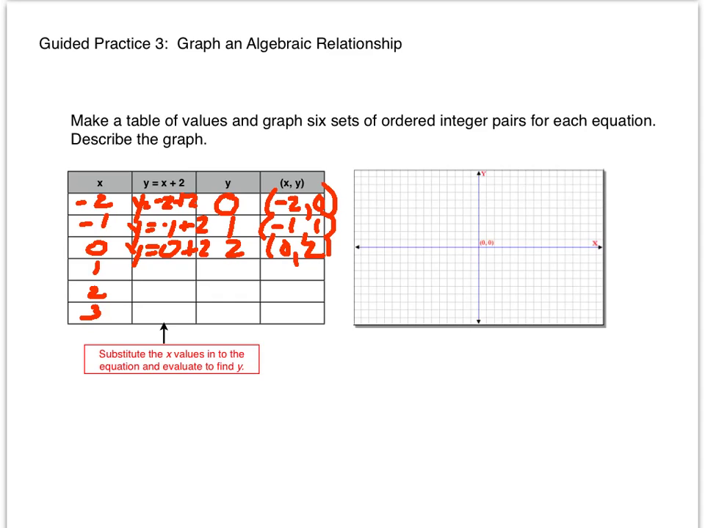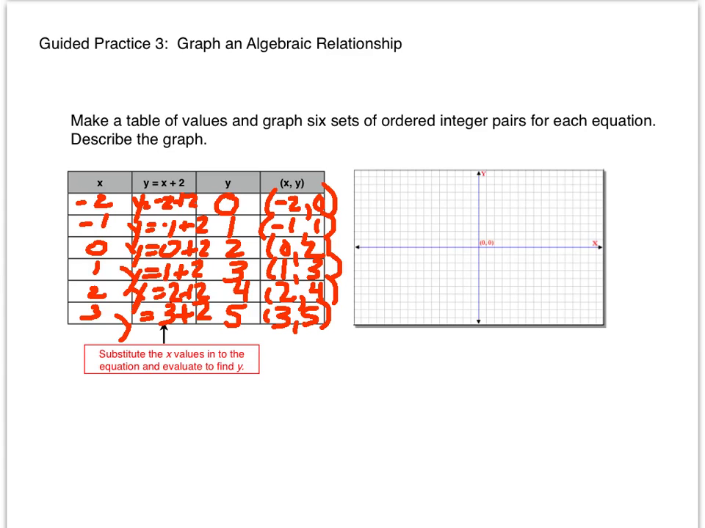so 0, 2 would be our ordered pair. Next, we'll substitute in 1, so y equals 1 plus 2, y equals 3, so the ordered pair is 1, 3. Next, we'll substitute in 2, so y equals 2 plus 2, which is 4, and we get 2, 4 as our ordered pair. And last, we'll substitute in y equals 3 plus 2. 3 plus 2 is 5, so our ordered pair is 3, 5.